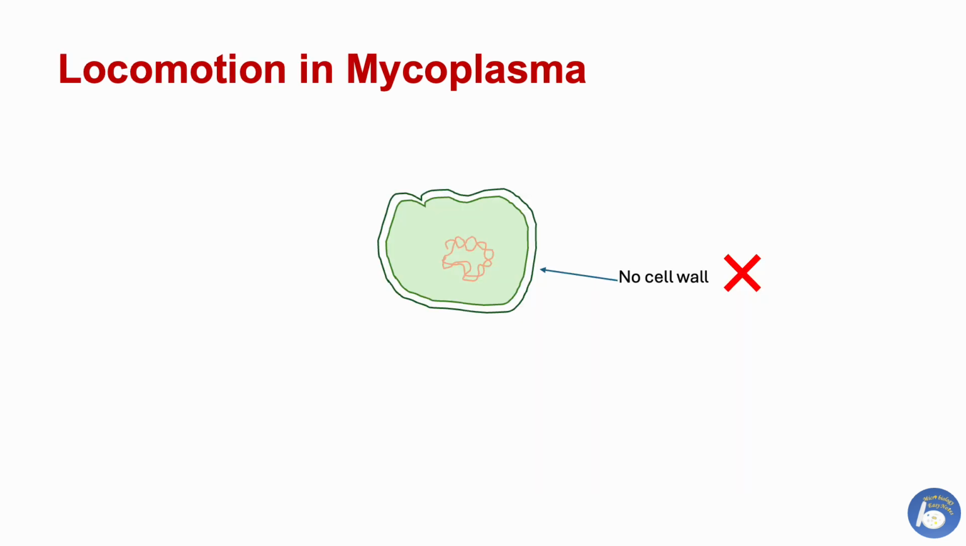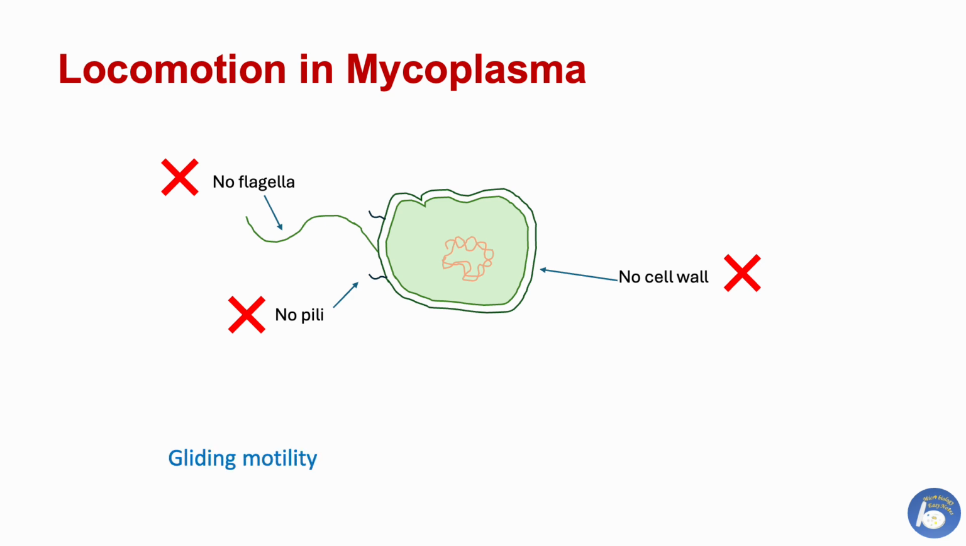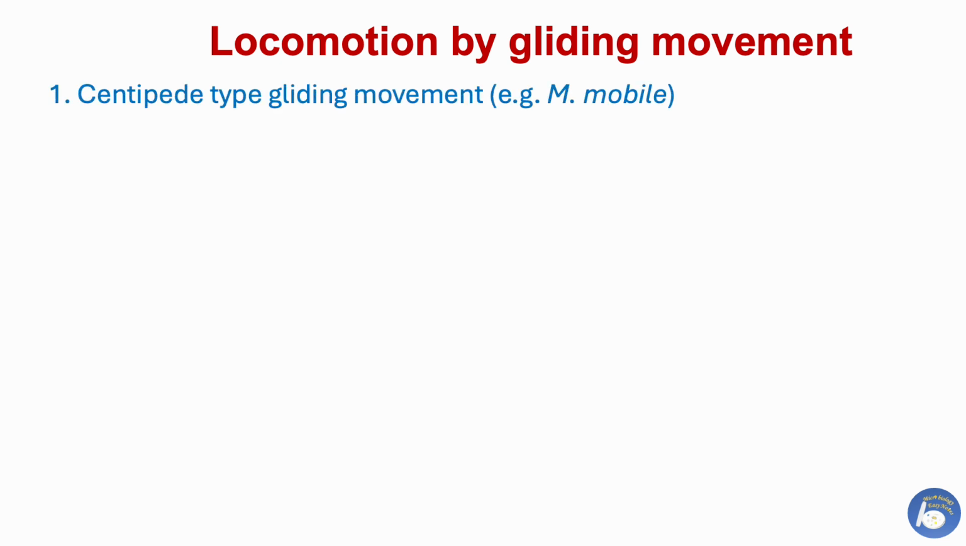The Mycoplasma cell does not have a cell wall, and it also does not possess any common locomotory structures like flagella or pili. Despite this, many Mycoplasma species are capable of a unique form of movement called gliding motility. This movement is powered by ATP hydrolysis. There are two primary mechanisms of gliding motility in Mycoplasma. The first mechanism is called the centipede model. This is the fastest and most efficient form of locomotion in Mycoplasma. It is present in Mycoplasma mobile and other species.